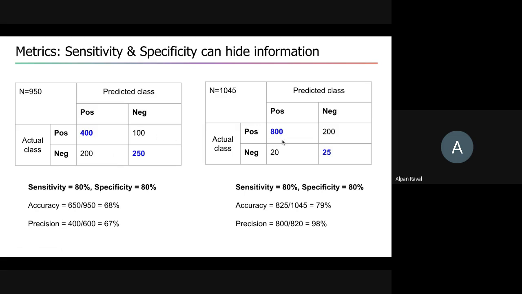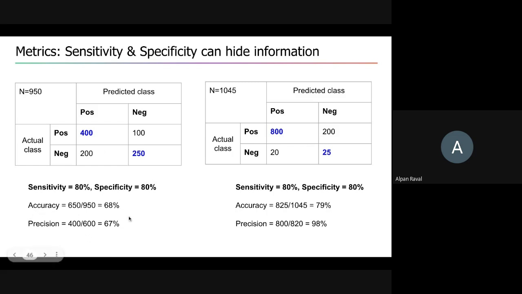What about here? What is the prevalence of the positive class? 1,000 divided by 1,045. And that's much higher, right? So that's over 95%. Whereas here it's just over 50%. So the prevalences are very different in these two populations, right? And that affects the accuracy and precision metrics because they depend on prevalence.